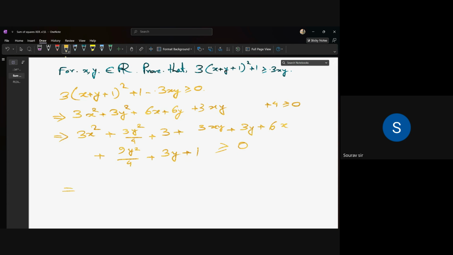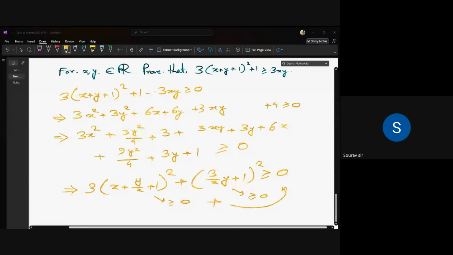So now from that, if we take out the 3 as common, we will get 3 times x plus y by 2 plus 1 whole square, and again we will have here 3 by 2 times y plus 1 whole square, that is greater than or equal to 0. And this part is greater than or equal to 0, and this part is also greater than or equal to 0. So after adding these, we will have the same thing. Okay. Please try to understand that. Then we will move forward to the next question.